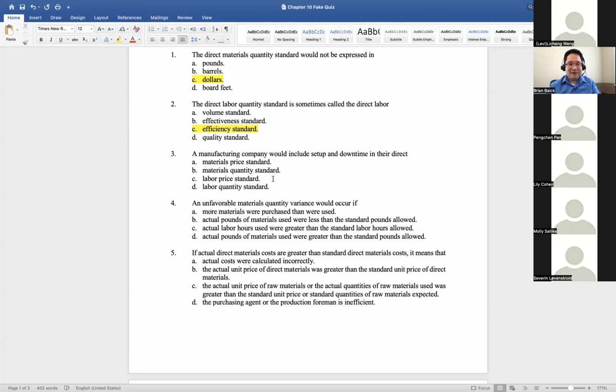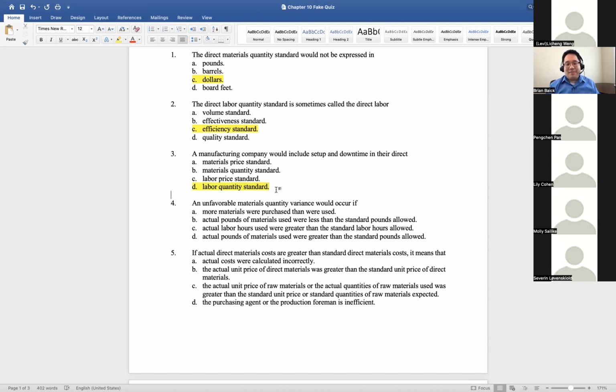A manufacturing company would include setup and downtime in their direct... So setup. I think it's the labor quantity standard. Yeah, very good. I think so too. Setup time is like the time you use to maybe clean up the kitchen if you're going to make cookies, or take out the dishes, utensils, pots and pans. That's setup. Downtime is like waiting for cookies to bake. That all sounds like direct labor quantity standard.